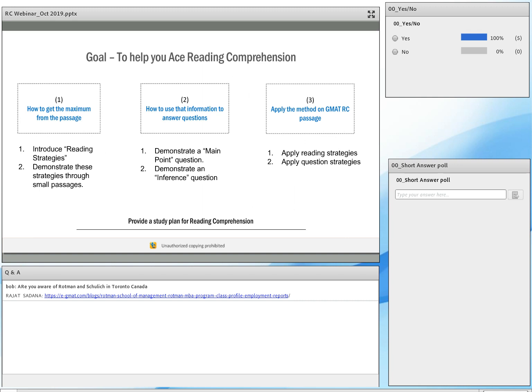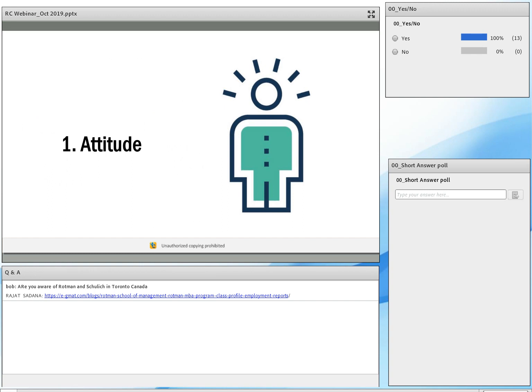And I'm going to address all your concerns with regards to timing. I know that's a big concern, how you can get to that level to get the maximum from the passage. Don't worry, I have all that covered here.